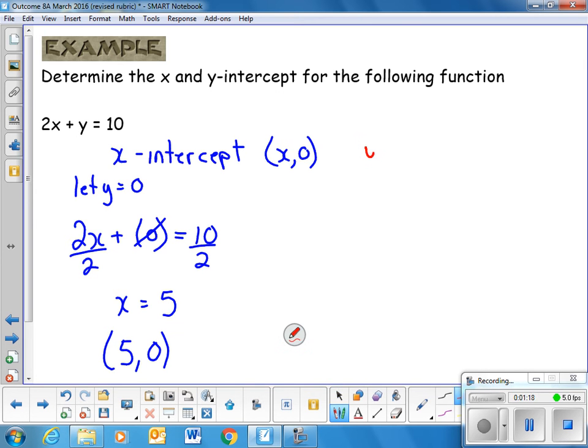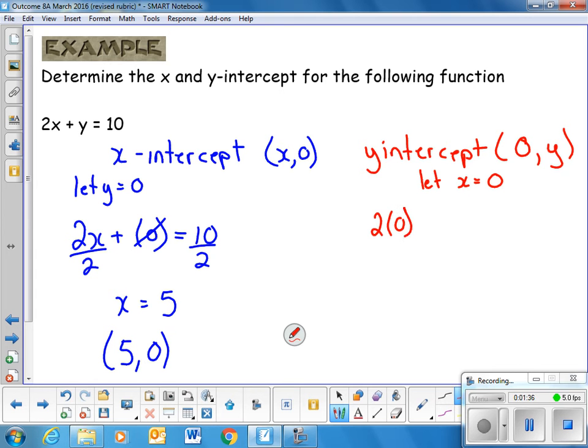To find the y-intercept, we're going to use the fact that the coordinates at that point are going to be 0 and some y value. And so this time, we're going to substitute in 0 for x. So now we have 2 times 0 plus y equals 10. Well, 2 times 0 is just 0, and we're left with y equals 10. And so the y-intercept for this graph would be 0 and 10.